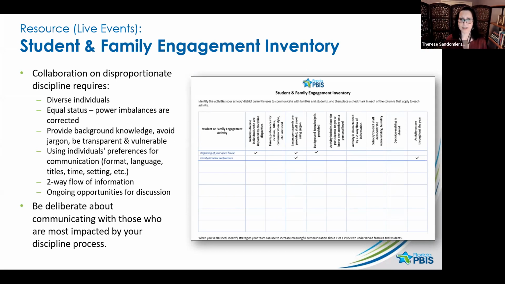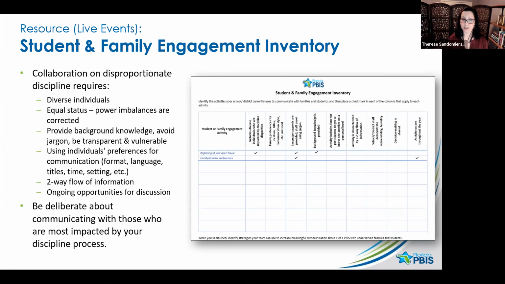So for example, if you have an open house activity, does that open house include diverse individuals? Do we have equal status amongst individuals participating in that particular activity? And so you want to attend to things like interpersonal power and social capital, acknowledging that by default, because you're an educator, you do tend to have more power in these interpersonal interactions than family members do coming into the school. That doesn't mean that you're helpless, right? There are things you can do to correct for that.